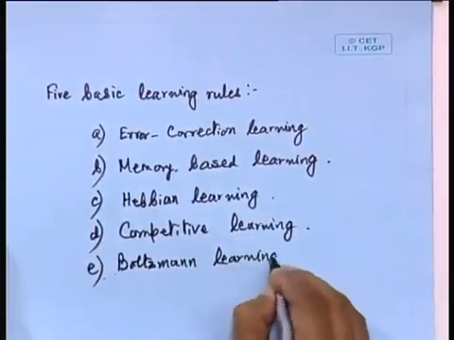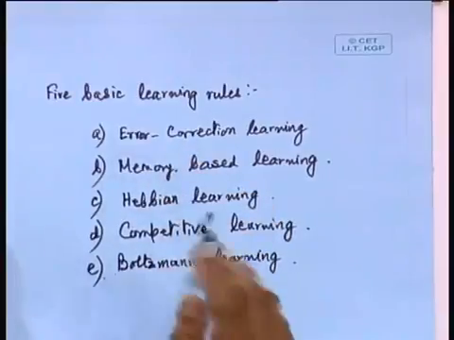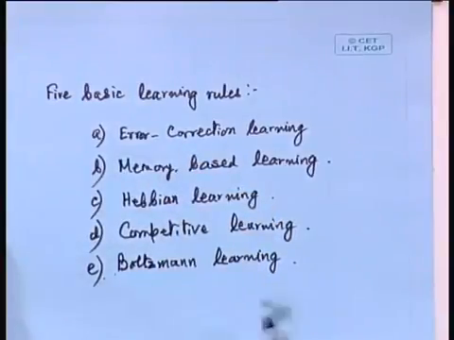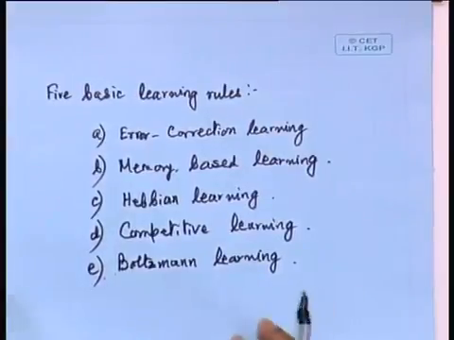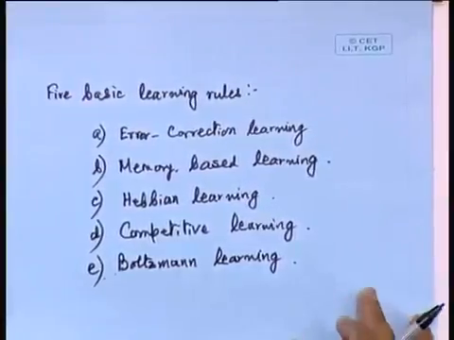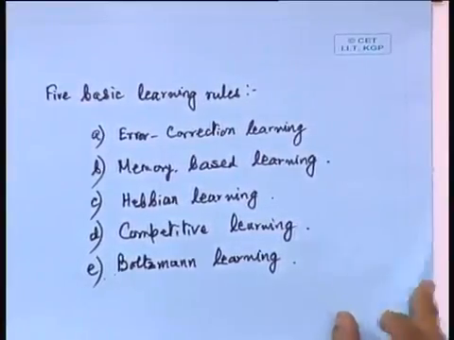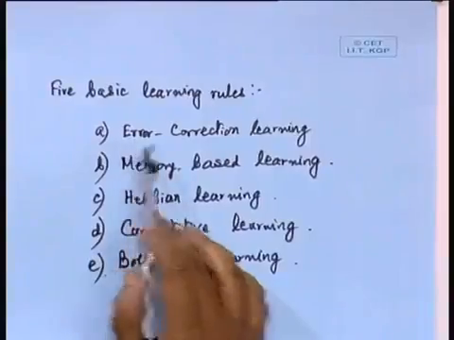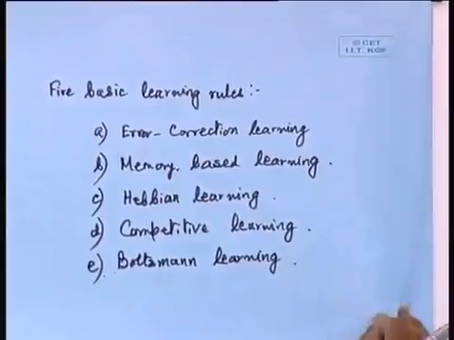Okay, and we are now going to take each of these categories, each of these basic learning rules, one by one. So what is, after all, the error correcting, or this first one, that is error correction learning? I think we have already seen about it.